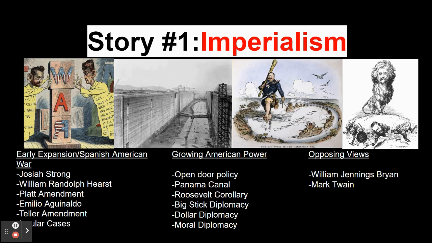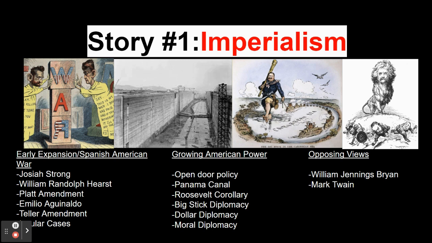Now, McKinley's not done. There's other things that he's going to do. Most notably, probably the Open Door Policy, which allows America to end the spheres of influence within China and start trading with China to a greater extent. But then following McKinley, after he's assassinated, you've got Teddy Roosevelt taking over.